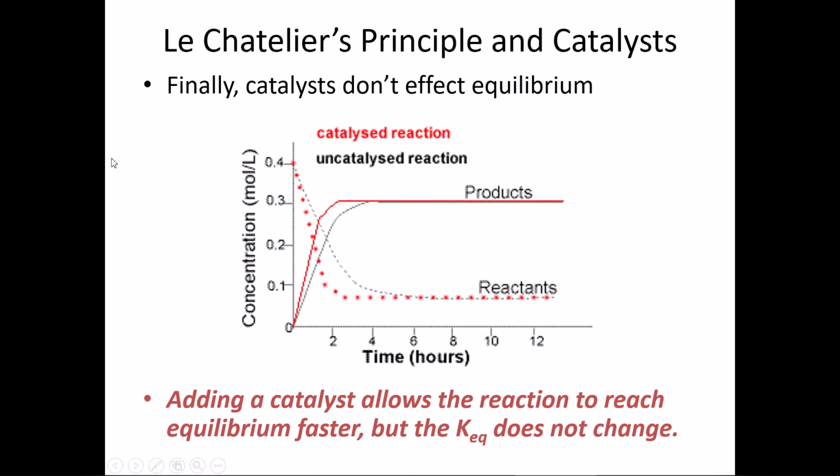So a catalyst just speeds up the rate of the reaction. It allows you to reach equilibrium faster, but it does not change what equilibrium is. It doesn't cause the reaction to shift to the left or right. It just speeds up the overall process so that you achieve equilibrium at an earlier time point.